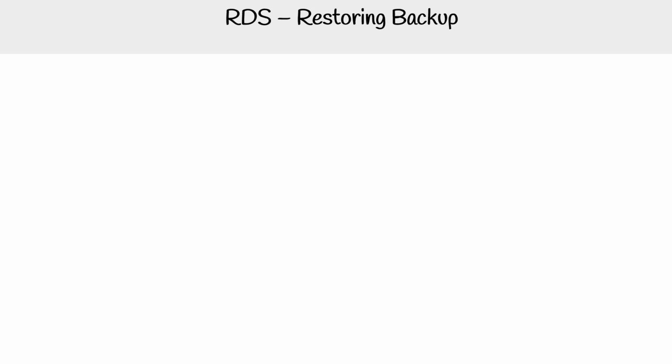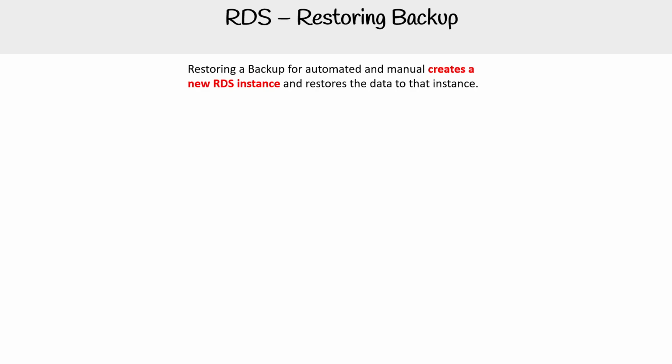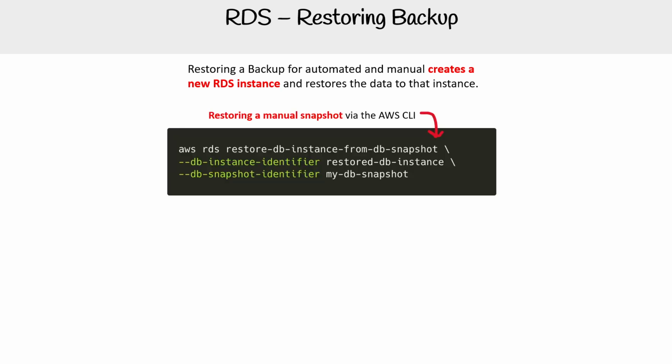Let's talk about restoring a backup, because it's great to back things up, but if you can't restore them, what's the point? When you are restoring a backup, whether it's automated or manual, you'll end up creating a new RDS instance, okay? So factor that in about how restoring backups work. Restoring from a manual snapshot is pretty straightforward. You're going to provide the snapshot identifier and the instance identifier to do so.